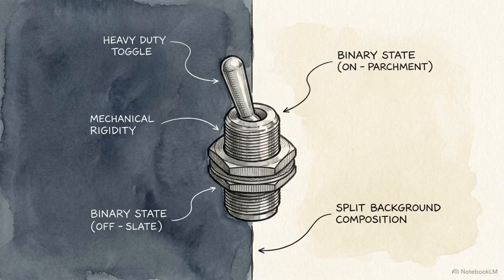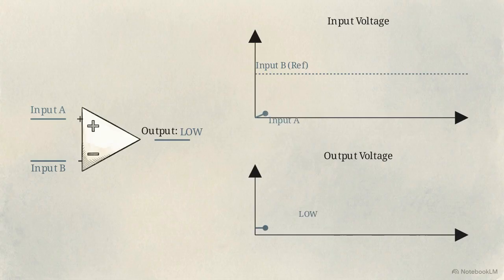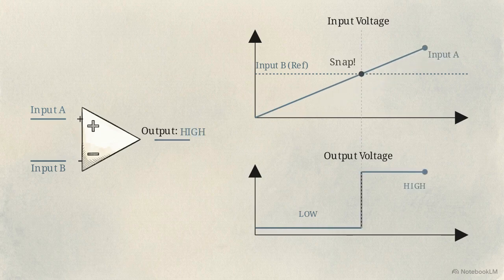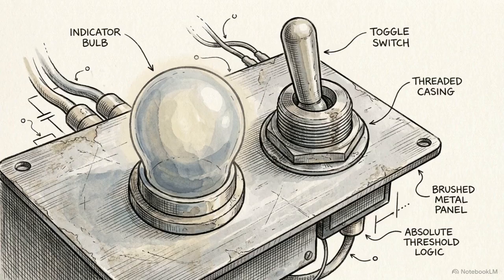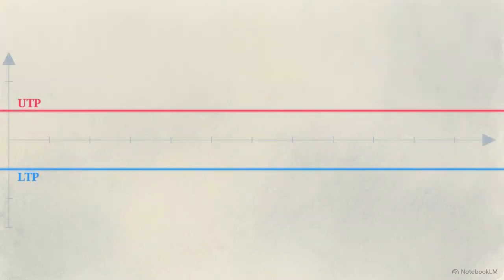These circuits stop scaling voltages and start making absolute binary decisions. If input A is higher than input B, snap high. If not, snap low. A highly specialized application of this logic is the Schmitt trigger, which relies on a mechanism called hysteresis. Look at this input signal.